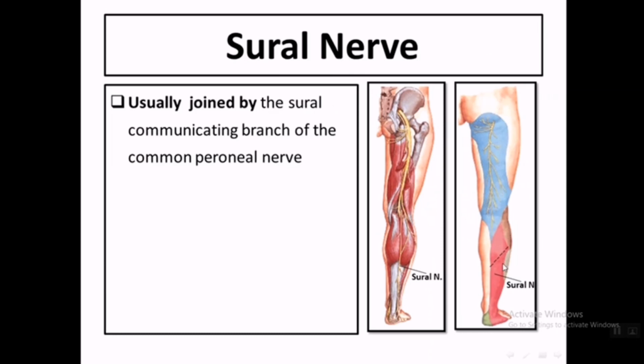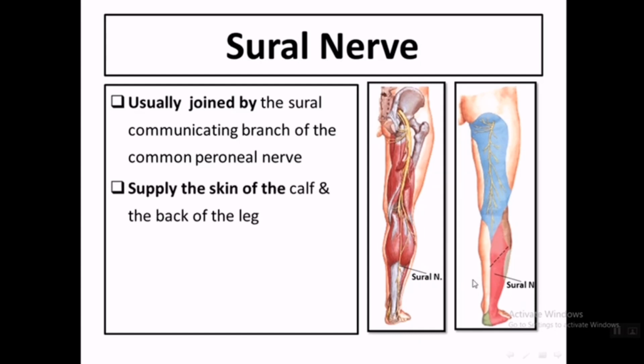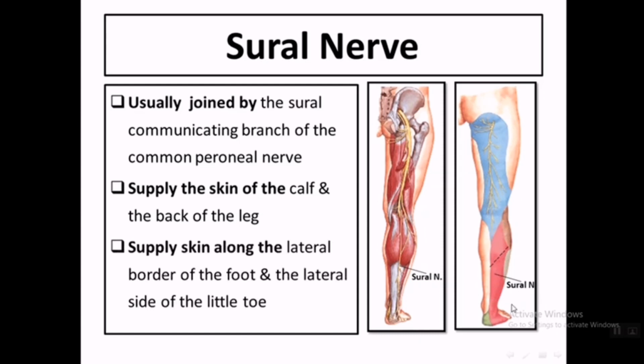The sural nerve supplies the area in the red color, usually joined by the sural communicating branch of the common peroneal nerve. It supplies the skin of the calf and the back of the leg, the skin along the lateral border of the foot, and the lateral side of the little toe.